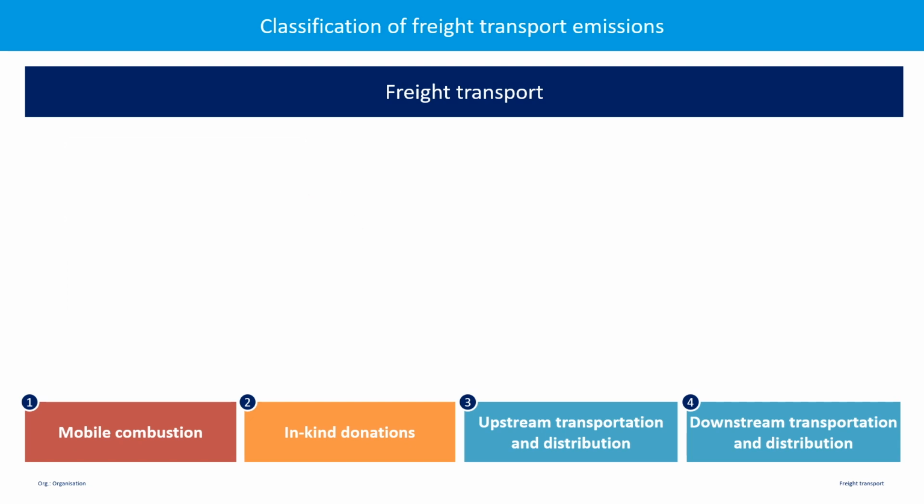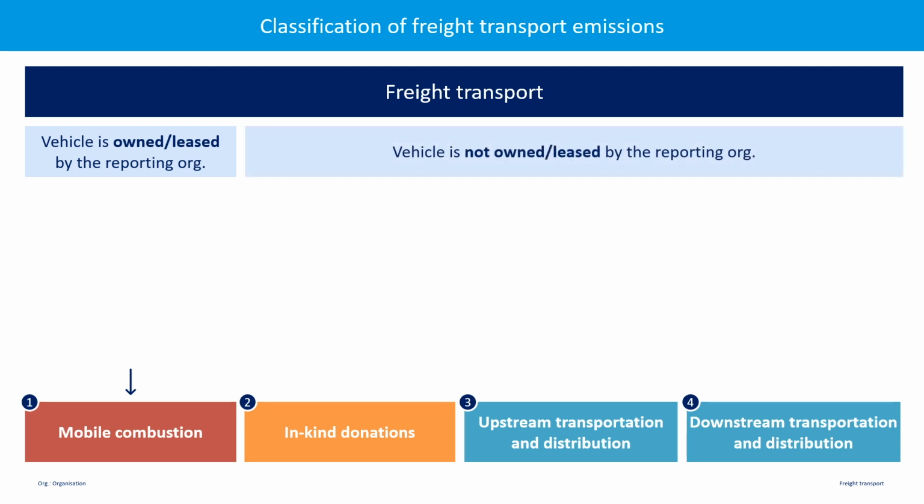So how do you know in which category to report which freight transport emissions? What are the meaning of these categories? Well, let's start with mobile combustion. All emissions resulting from freight transportation with vehicles owned by the reporting organization would fall under this first category. So all freight transportation done with your organization's fleet. These are direct emissions because the vehicles are owned by the reporting organization.